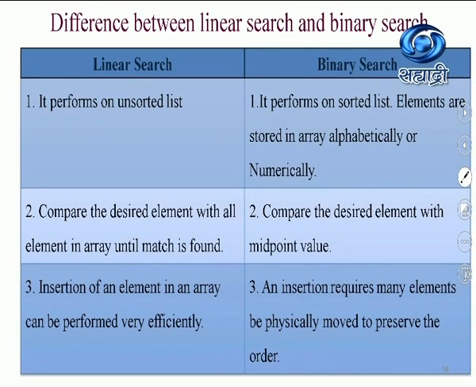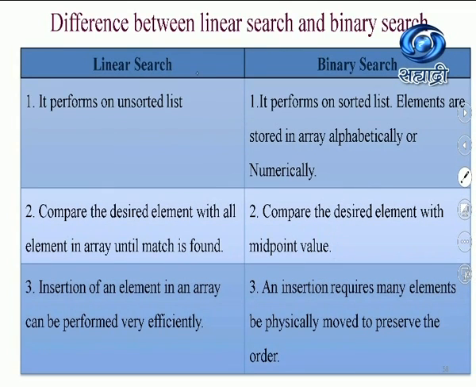Here is the difference between linear search and binary search. In linear search, it is not necessary that the array should be sorted, so it performs on an unsorted list, whereas binary search performs on a sorted list only. Elements are sorted in the array alphabetically or numerically. Second point: linear search compares the desired element with all the elements in the array until a match is found. Here in binary search, compare the desired element with the midpoint value.